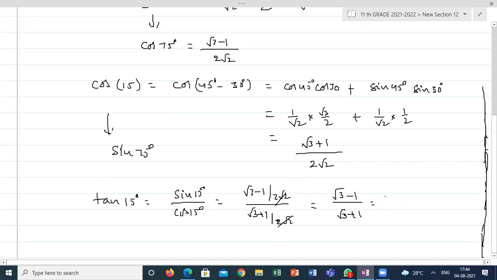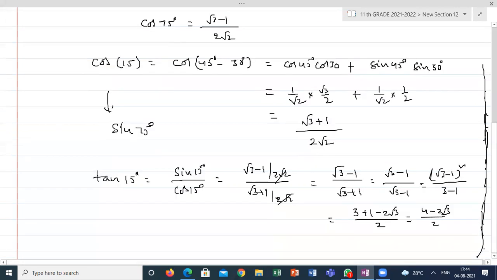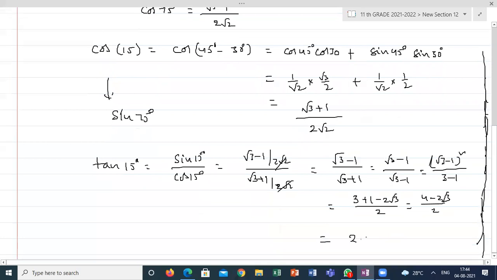If I am rationalizing, multiply by root 3 minus 1 on top and bottom. So this will be root 3 minus 1 whole square over 3 minus 1. What is the expansion of root 3 minus 1 whole square? 3 plus 1 minus 2 root 3, by 2. This is 4 minus 2 root 3 by 2. The simplest form of tan 15 is 2 minus root 3, which is equal to 1 by cot 15.